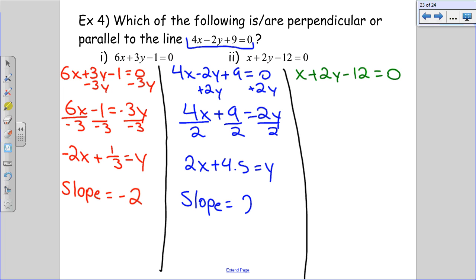The last one in green, I need it to be slope-intercept form, which means I need the y's to be on one side. So I subtract 2y from both sides to get the y's on one side. And then I have to divide by negative 2. Dividing by negative 2 can be a little tricky in this one. So if you're looking right here, you have x divided by negative 2. What's the number in front of that x?